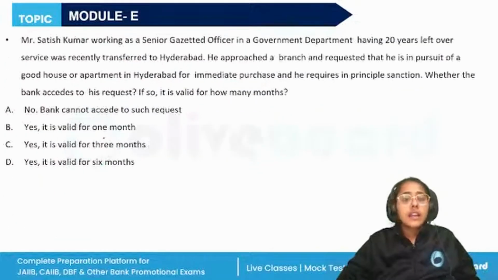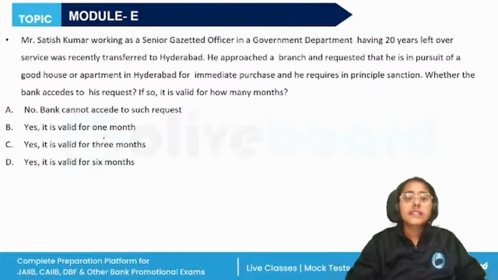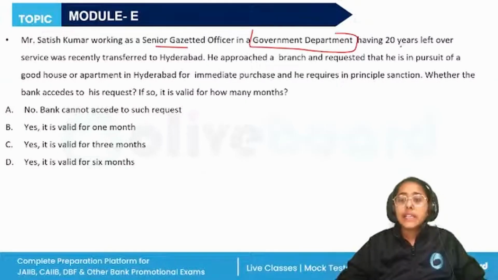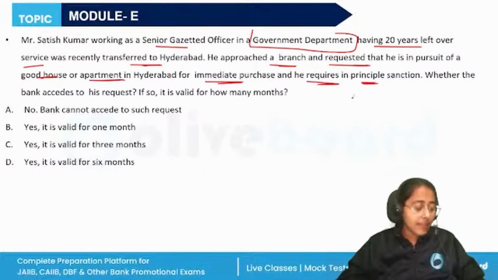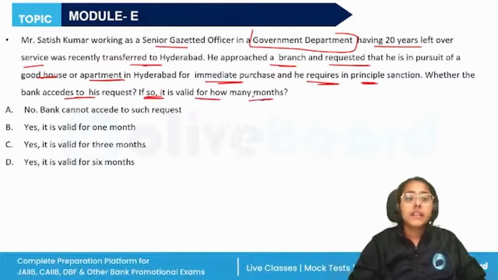Next question. This is a case study sort of question. Mr. Satish Kumar, working as a senior gazetted officer in a government department, having 20 years left over service, was recently transferred to Hyderabad. He approached a branch, and requested that he is in pursuit of a good house or apartment in Hyderabad for immediate purchase, and he requires an in-principle sanction. Whether the bank accedes to this request, if so, it is valid for how many months?